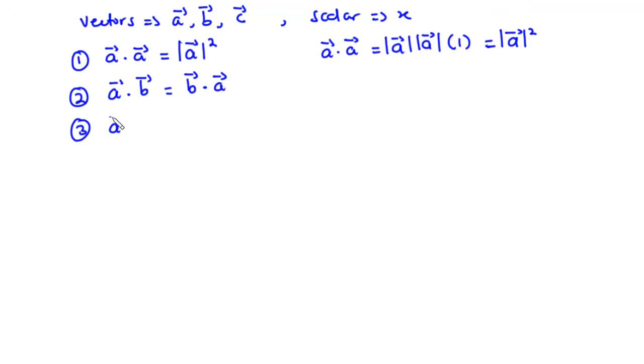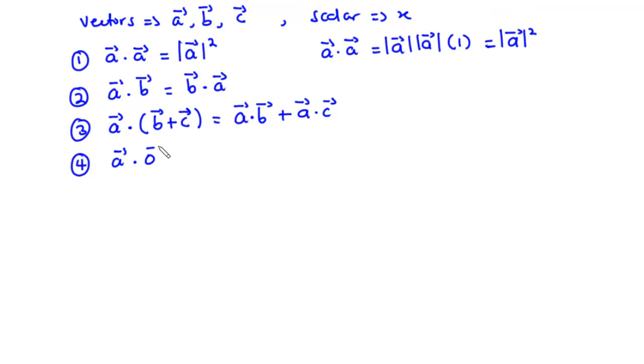The dot product of a vector, say A, and a vector B plus C is equal to, basically you can choose to distribute A across so that you have the dot product of vector A and vector B plus the dot product of vector A and vector C, and hence dot product is distributive over addition. 4. The dot product of a vector, say A, and a 0 vector is equal to 0.